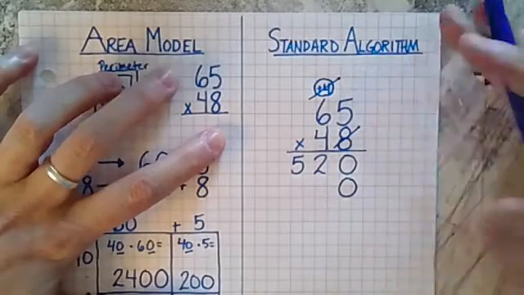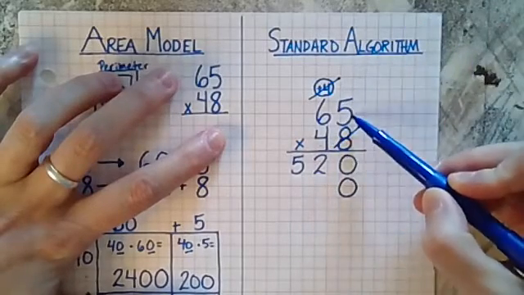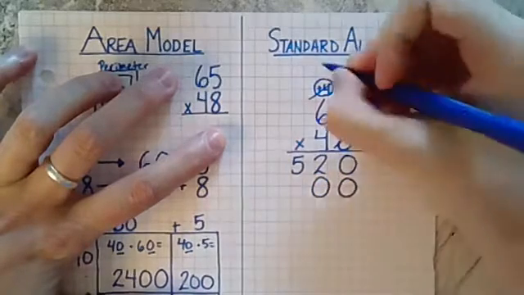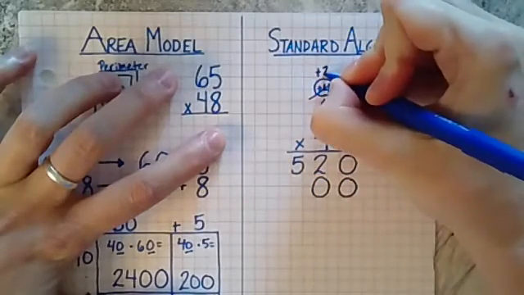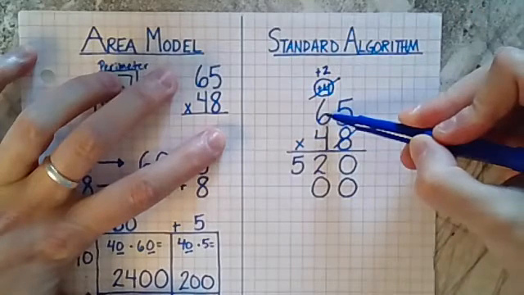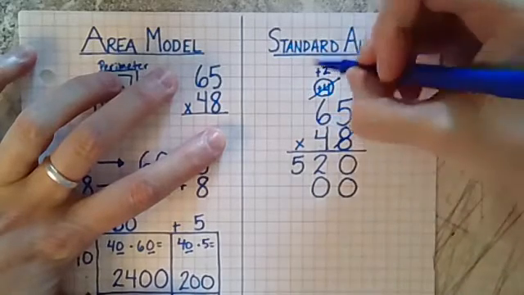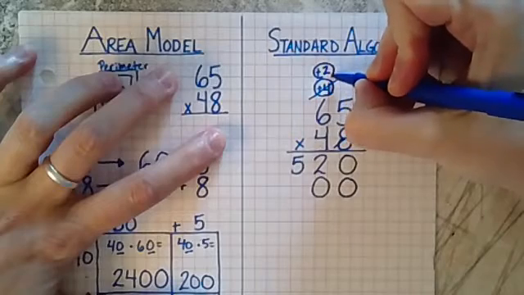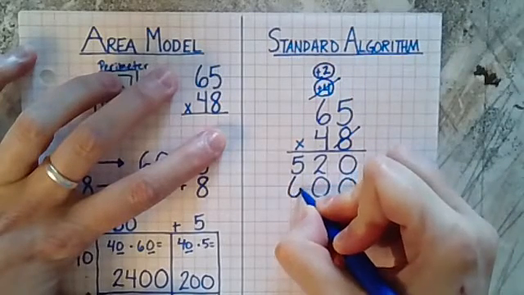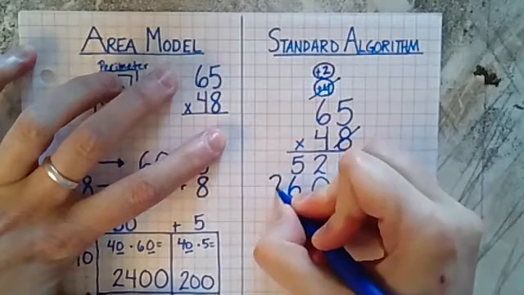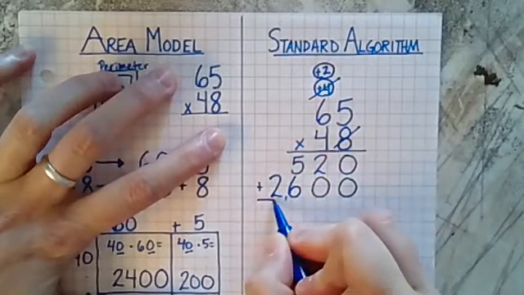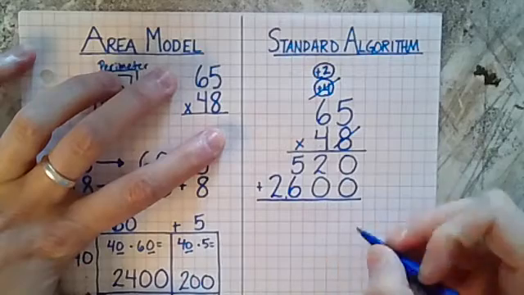So we're going to do the same thing. 4 times 5 is 20. So I put down the 0 for the 20 and I carry my 2, right? And now 4 times 6 is 24 plus 2 is 26. So I'm going to put that here, 26. And now I'm going to add all of this together.